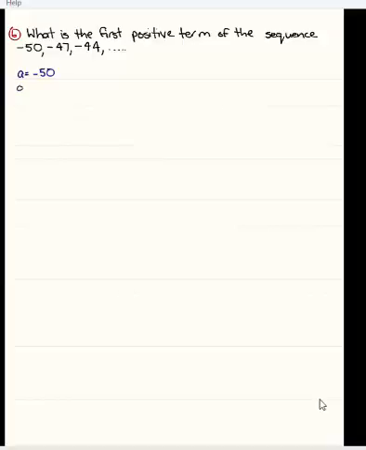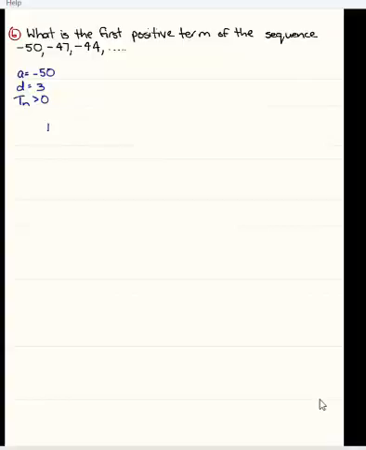Okay, so what's our D? Well, the numbers are getting larger, aren't they? Minus 57 to minus 47, our difference is 3. And we want to know when is this greater than 0, because that's what positive means. So Tn has to be greater than 0. Okay, but we don't know what n is. So let's have a look.